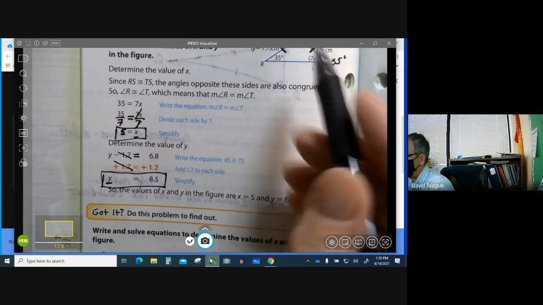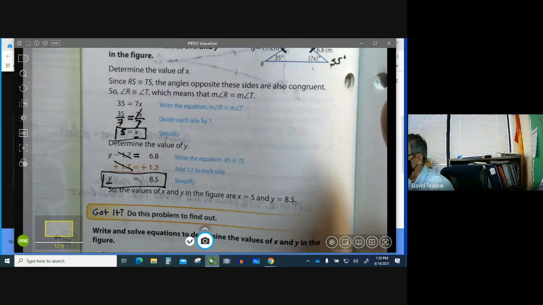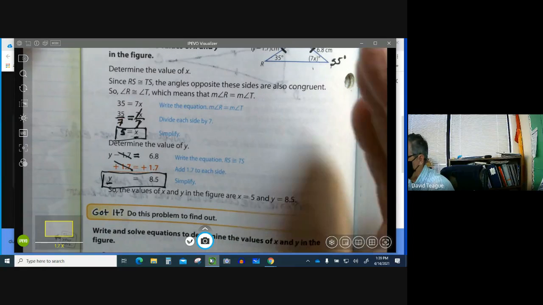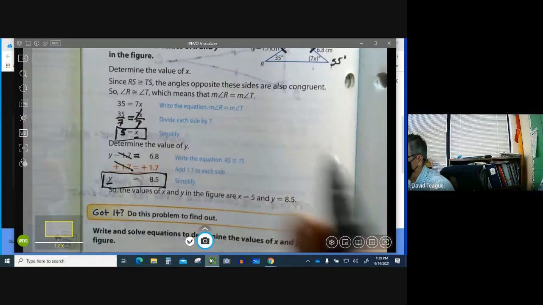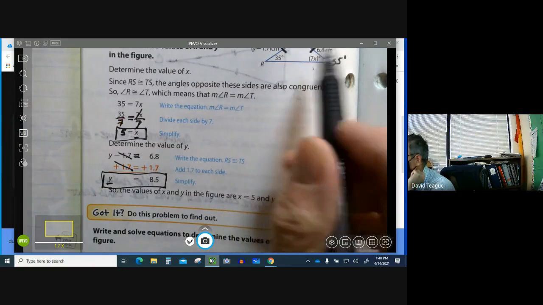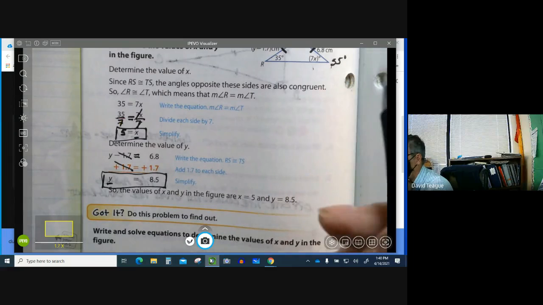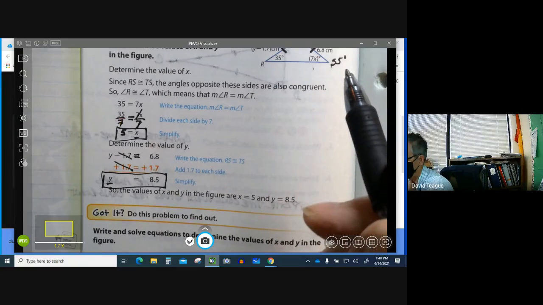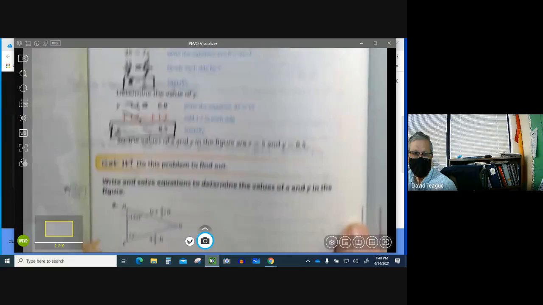Okay, so we're using the properties of a triangle to define the solution for x and y. But the only way we can do that is if we know what the properties of the triangle are, so we can use it to our advantage.